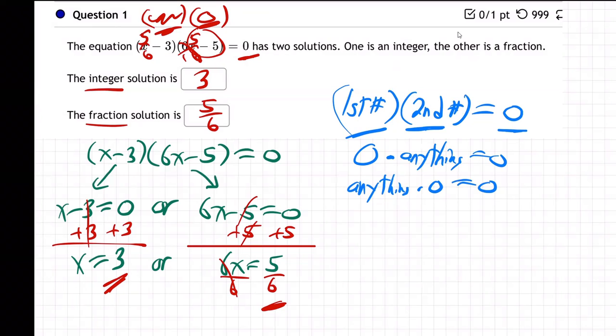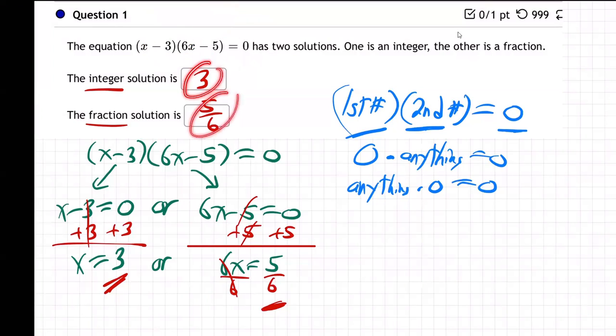So my point is, these really are the right two answers because they are the ones that make this equation equal 0. Make it true. 3 makes the first parenthesis 0, and 5/6 makes the second parenthesis 0, and then they multiply to equal 0. So there's our two answers. There we go.